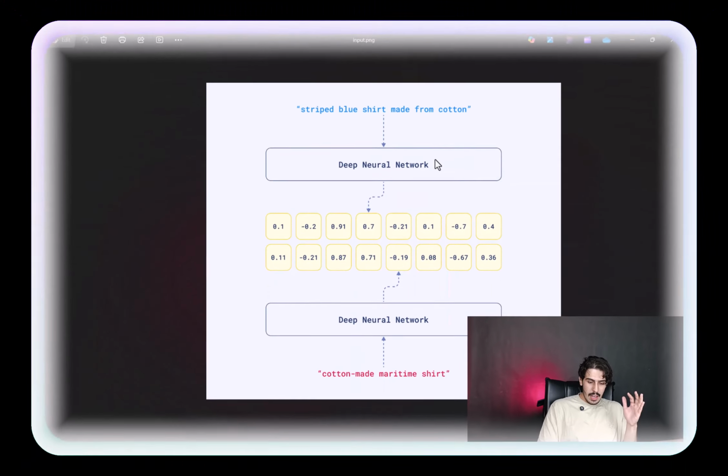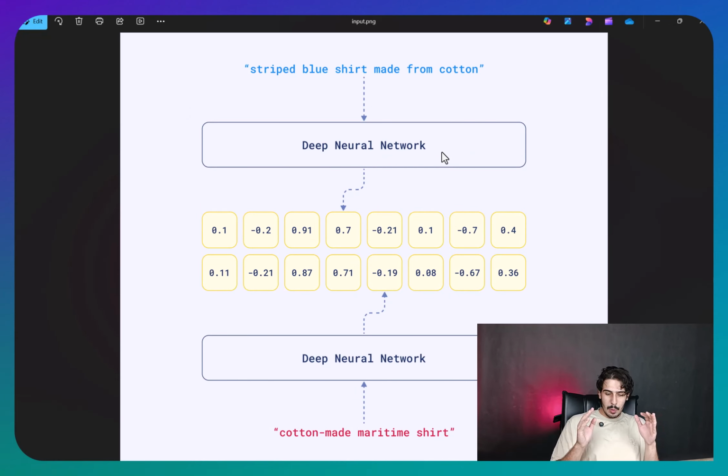Look at this image. I have two different texts. A striped blue shirt made from cotton, which when I embed it, gives us these numbers, and cotton-made maritime shirts, which after embedding, gives us these numbers. Look at the numbers. They're really close to each other because the meanings of these two sentences are close to each other. You see, we can easily compare them now. We can say how similar they are to each other. So the process of converting text to these numbers is called embedding, okay?